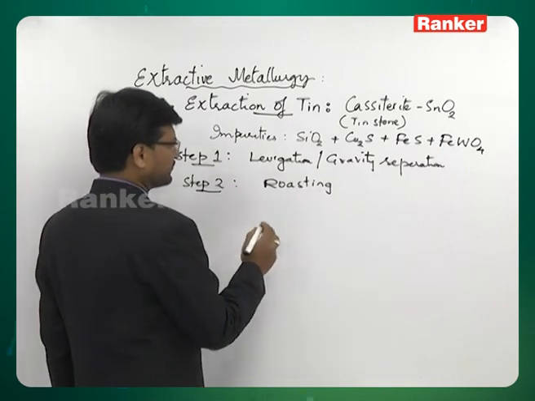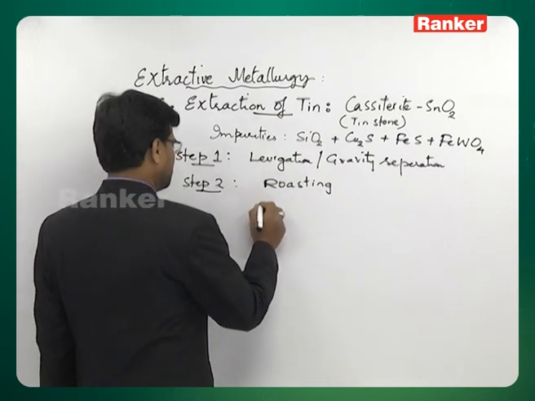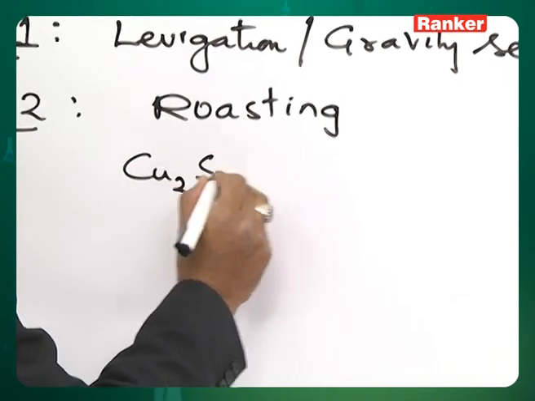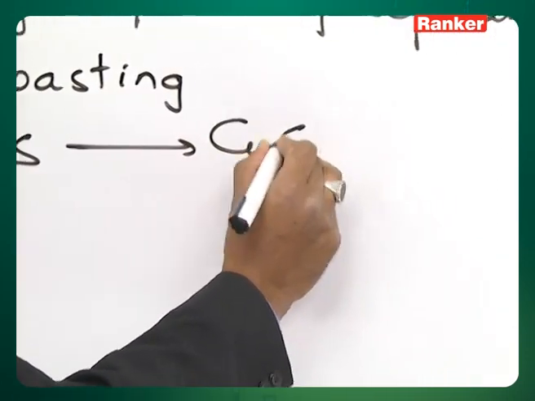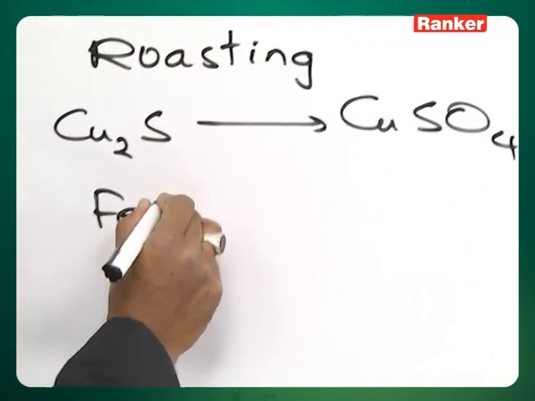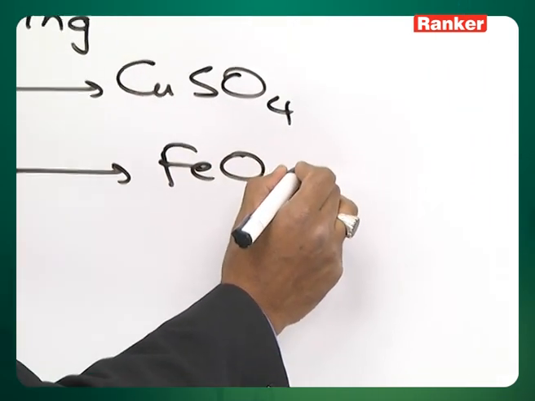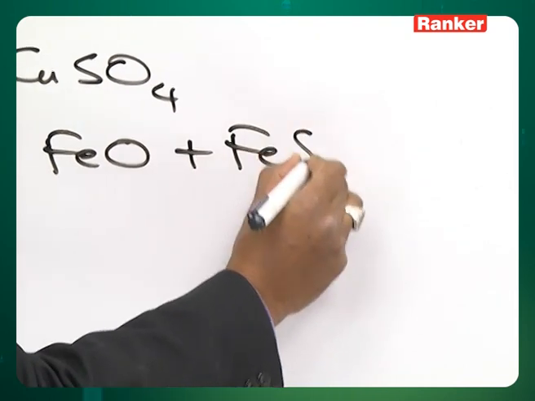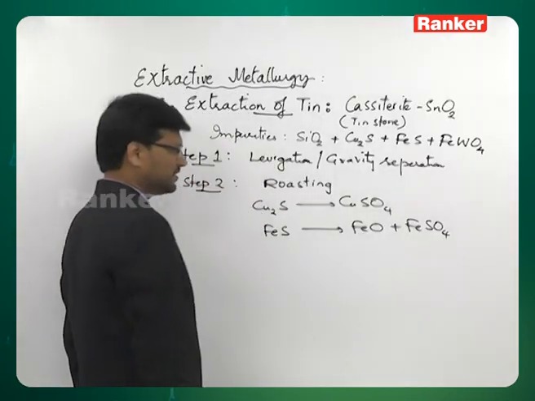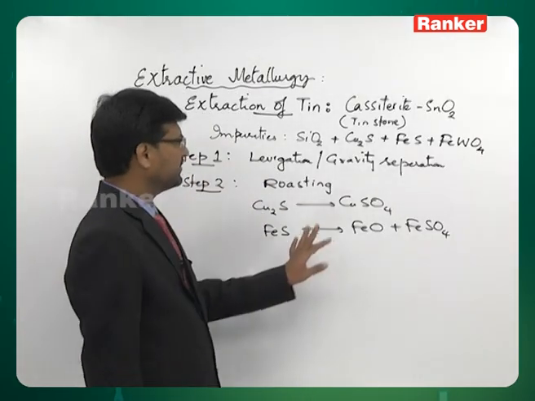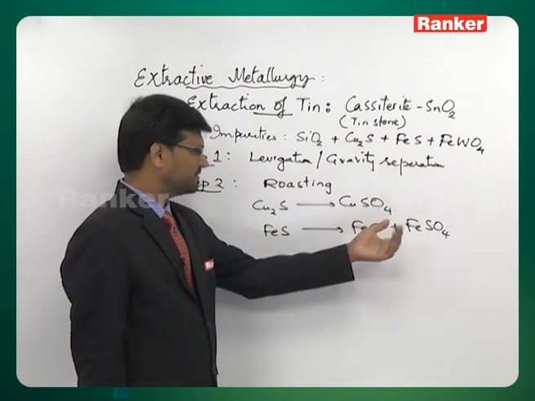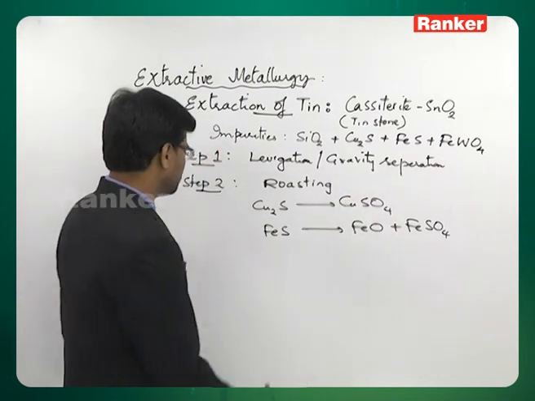So what happens during roasting? Cu2S will become CuSO4, FeS will become FeO and partly FeSO4. So in this way, we are able to transform these substances during roasting.